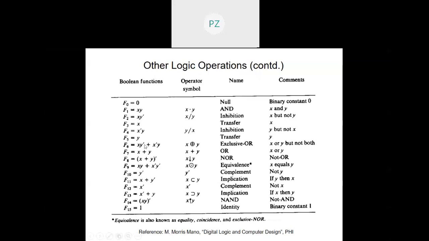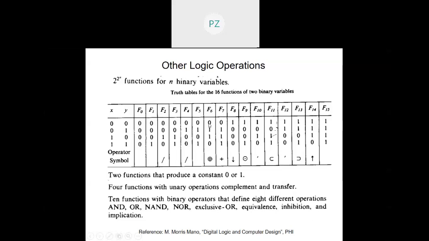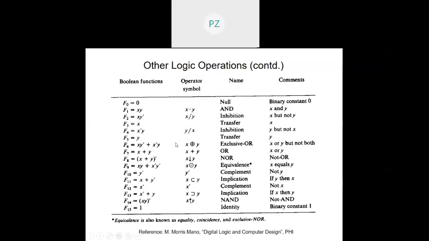Let us go back to F6 and see. This is the truth table for exclusive OR. Exclusive OR means exactly one of them has to be 1 in order to give a 1 as the output. When both of them are 1 or both of them are 0, it remains 0. This is called the exclusive OR function, which is one of the very useful functions, as we will see later.